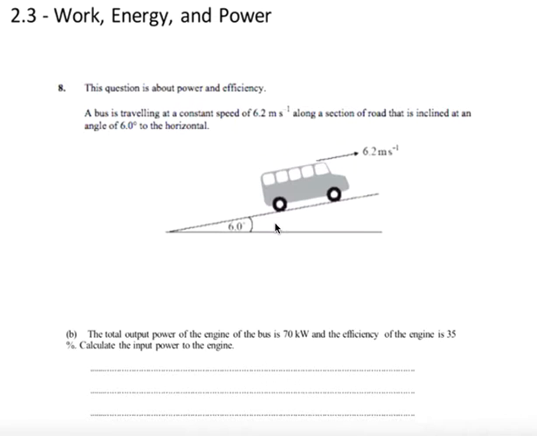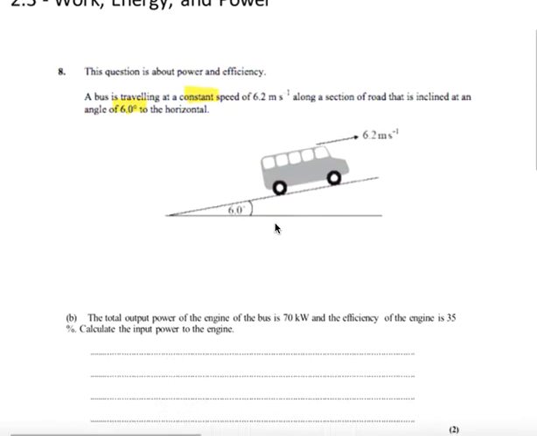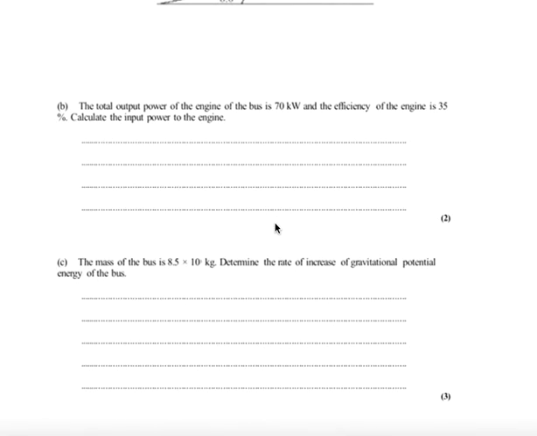It's traveling at a constant speed of 6.2 meters per second along a section of road that's inclined at an angle of 60 degrees to the horizontal. Now, the fact that the bus is moving at a constant speed is very important. It means that it's not accelerating, which means that all the forces on the bus are in balance. And we want to find the total power output of the engine of the bus.